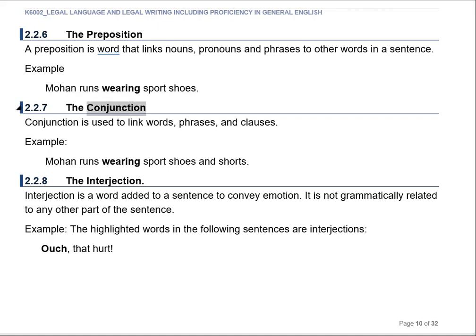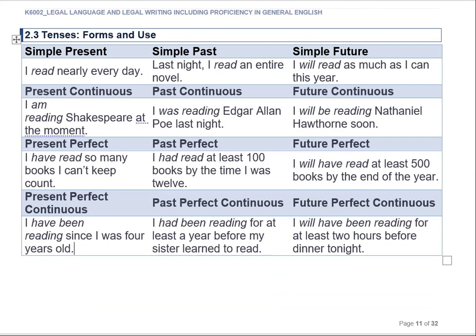The conjunction. Conjunction is used to link words, phrases, and clauses. Example, Mohan runs wearing sport shoes and shorts. The interjection. Interjection is a word added to a sentence to convey emotion. It is not grammatically related to any other part of the sentence. Example, the highlighted words in the following sentences are interjections. Ouch, that hurt.